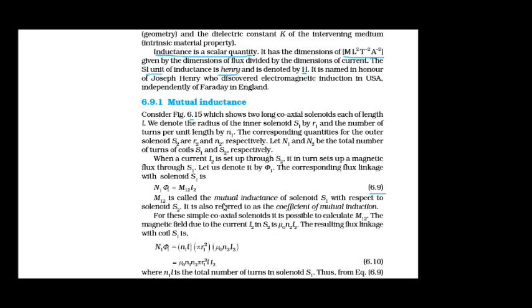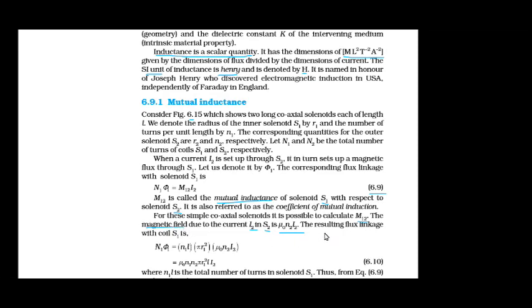M12 is called mutual inductance of solenoid S1 with respect to solenoid S2. It is also referred to as the coefficient of mutual inductance. For these sample coaxial solenoids, it is possible to calculate M12. The magnetic field due to the current I2 in S2 is mu naught N2 I2. So this is the magnetic field.